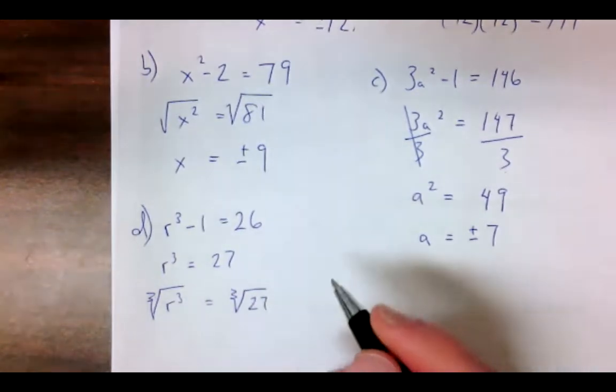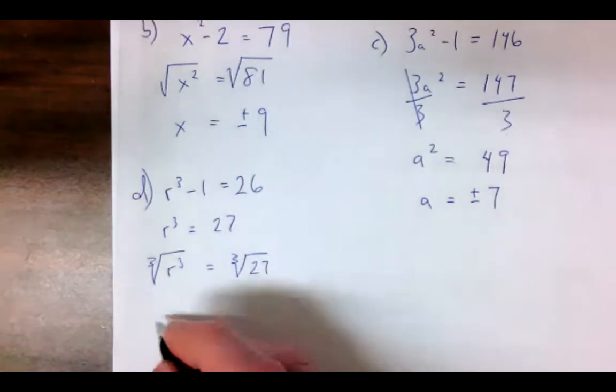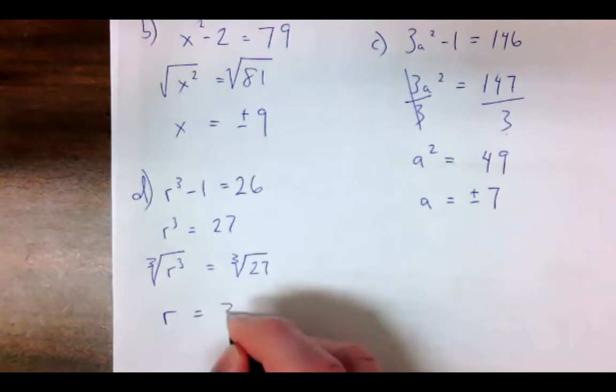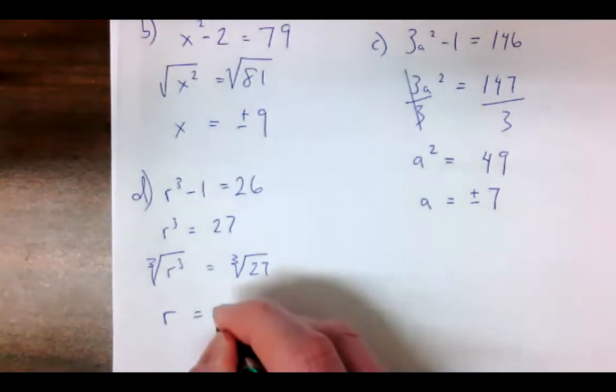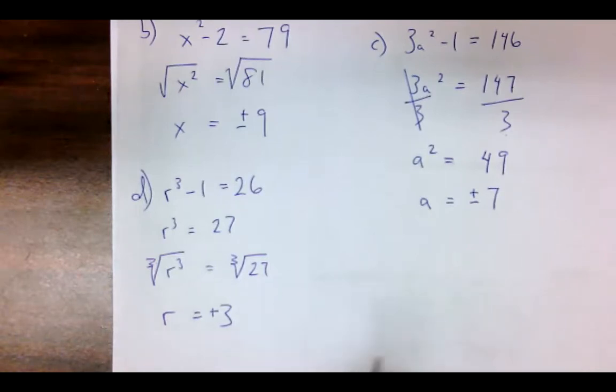Remember, there's only one answer when it's an odd index. The cube root of 27 is 3, because 3 times 3 is 9, times 3 is 27. So it's just positive. If you're scared of being misinterpreted, throw a plus in front. You don't need to, but it doesn't hurt.